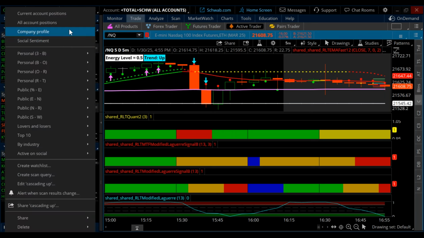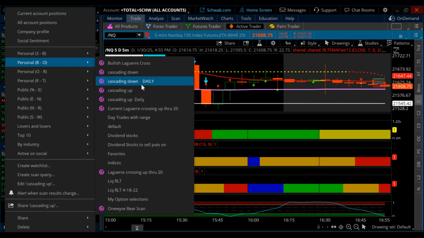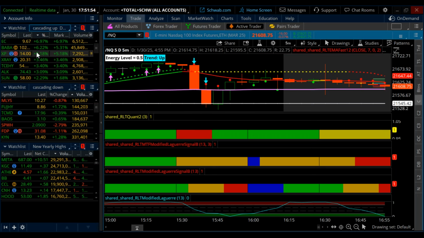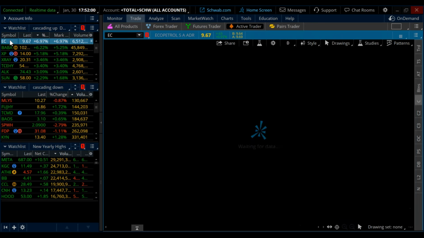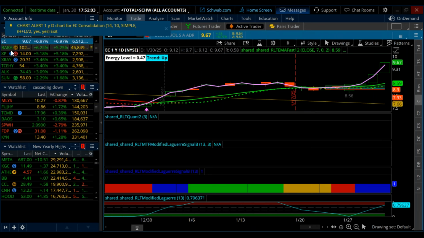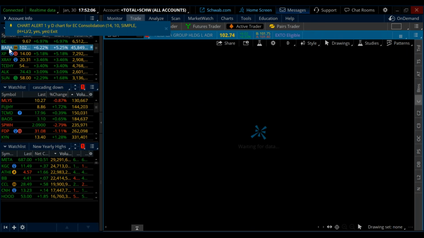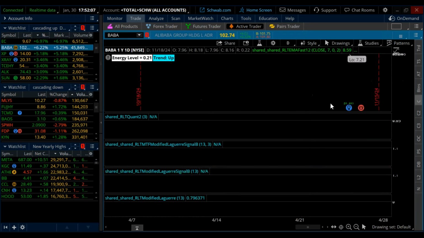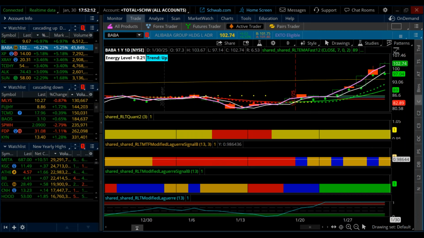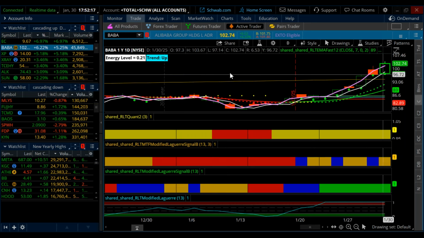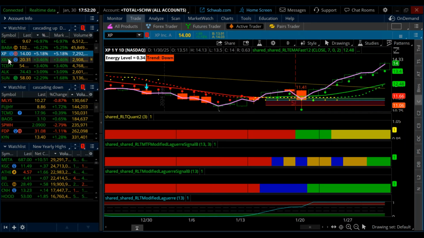I can switch this over to cascading up on daily, and it'll populate this, and I can switch this over to a daily chart. And if I click on these, it's going to show me the daily chart for each one of these. All right, there's Baba right there, moving up pretty strong here today. Again, you can see multi-time frame is still kind of mixed up, but the current time frame looks pretty good. So this is a pretty decent setup. And Baba, they had a pretty good day today.